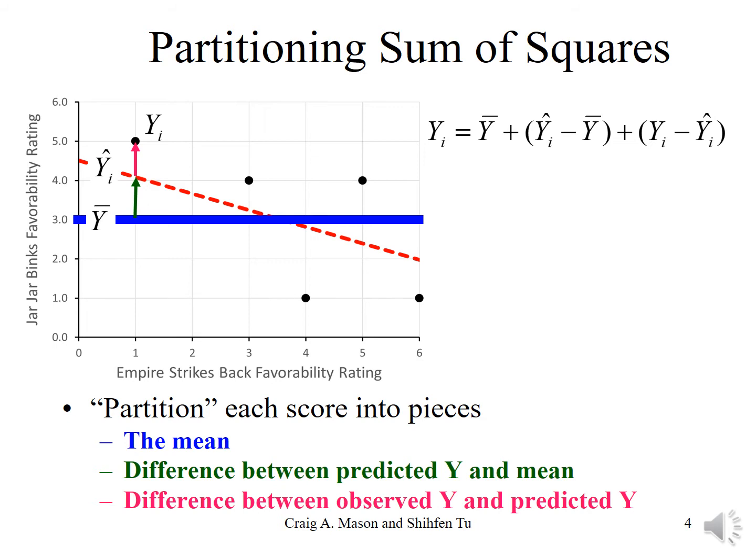Now remember, in our previous video, we determined that the predicted score for someone with an Empire rating of 1 was 4.084. So for this specific person, this works out to their outcome score of 5 being equal to the mean, which was 3, plus the difference between their predicted score of 4.084 and the mean of 3, which is 1.084, plus the difference between their observed score of 5 and their predicted score of 4.084. 5 minus 4.084 is 0.916.